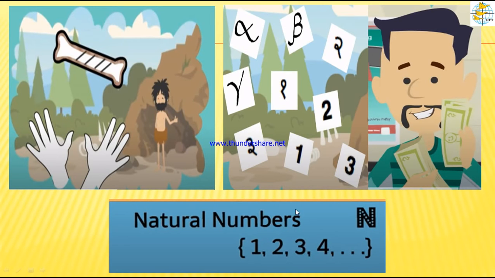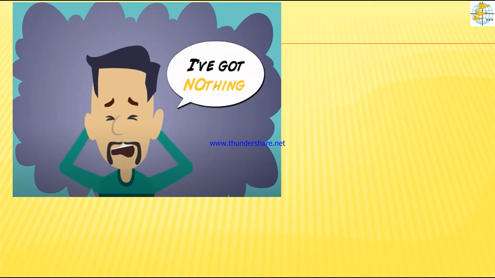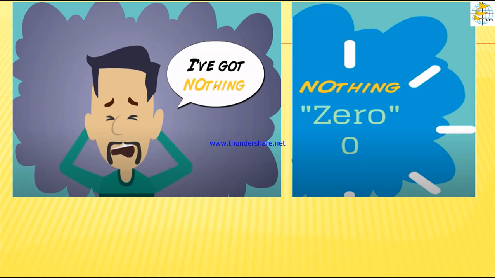Natural numbers are represented by the symbol N. With these natural numbers, he started to add and subtract. Then he had a situation to have nothing. To represent nothing, he discovered 0.